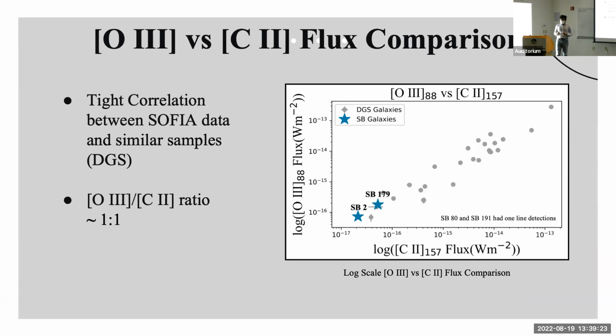So when we compare the O3 versus C2 flux ratios, where I plotted O3 on the y-axis and C2 on the x-axis, taking the log scale on both sides, what we observe is that there is a tight correlation between the SB galaxies and the Dwarf Galaxy Survey. And even though these ratios are not exactly 1-to-1, they are approximately 1-to-1, as we can see in this plot.